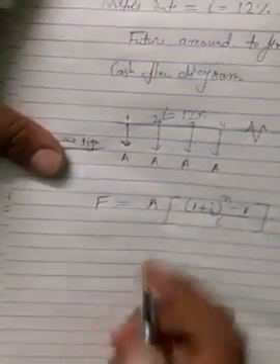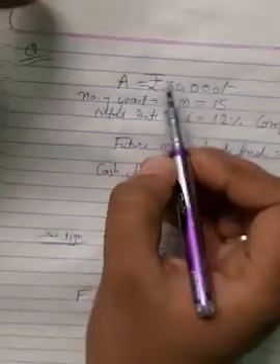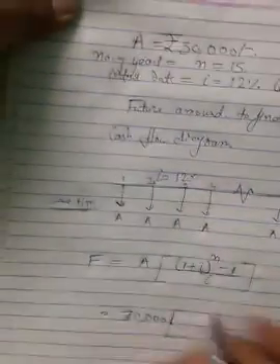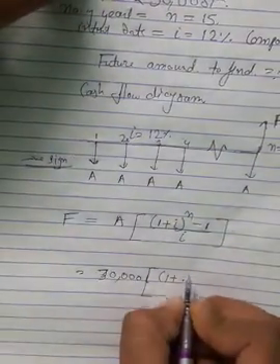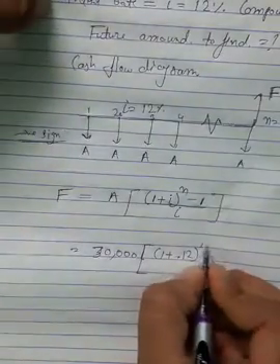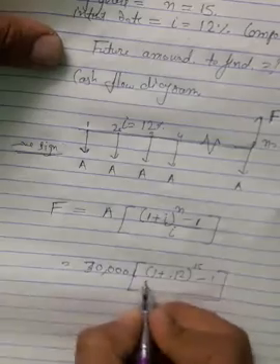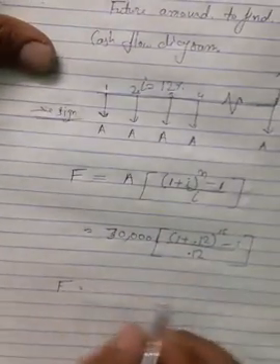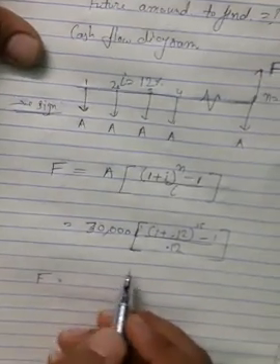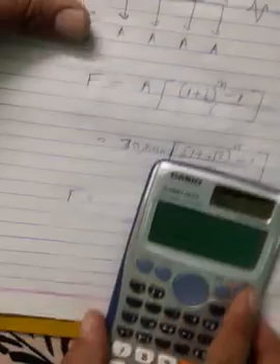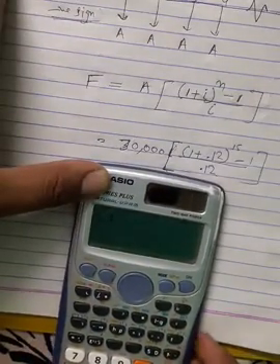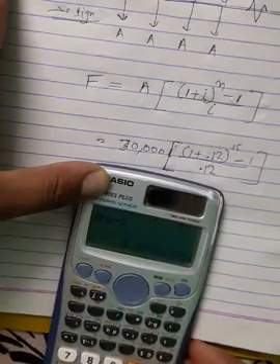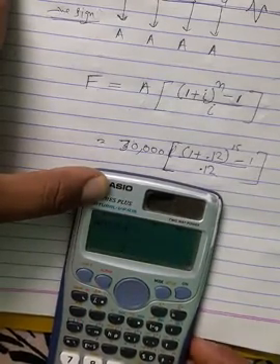Now substitute all these values. A is 30,000. 1 plus I is 1 plus 0.12, to the power n, which is 15, minus 1, divided by I, which is 0.12. Substitute these values in the calculator, or otherwise a format of the formula is given from which you can also find it. So put in the calculator 1.12 power 15, minus 1, divided by 0.12, into 3 10 raised 4.